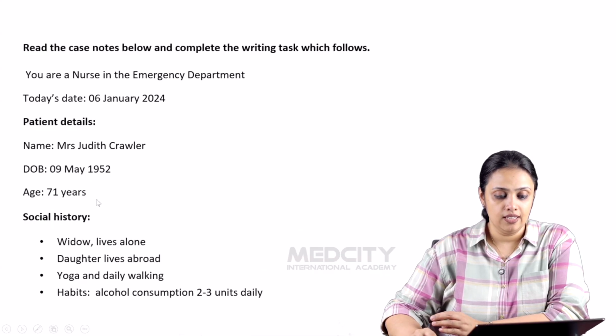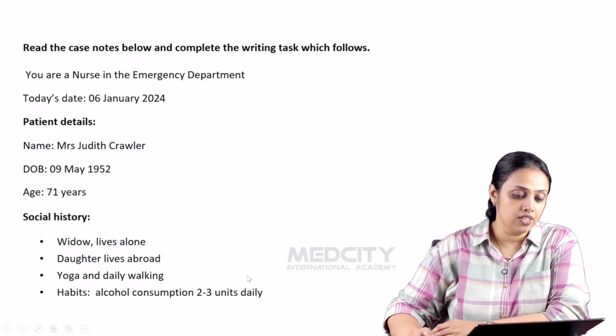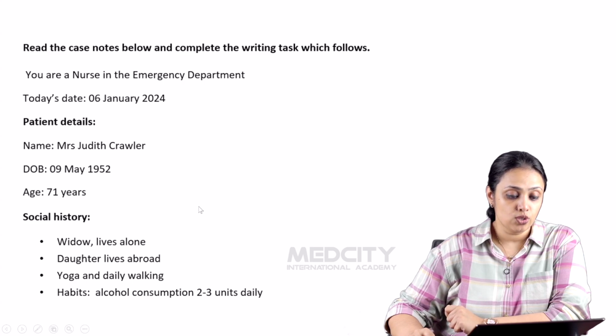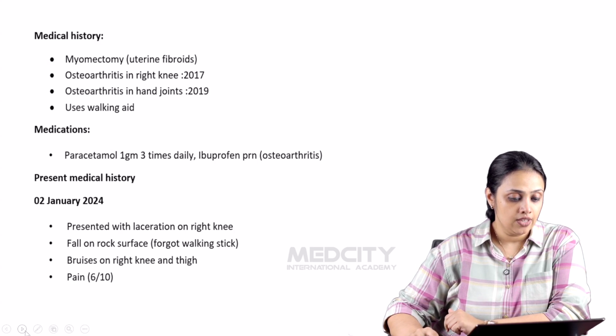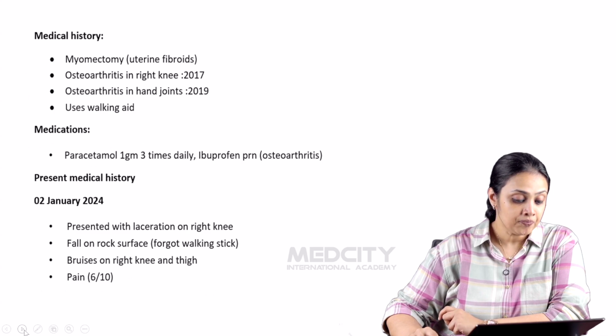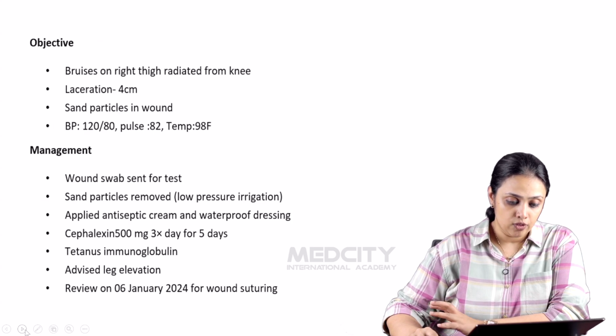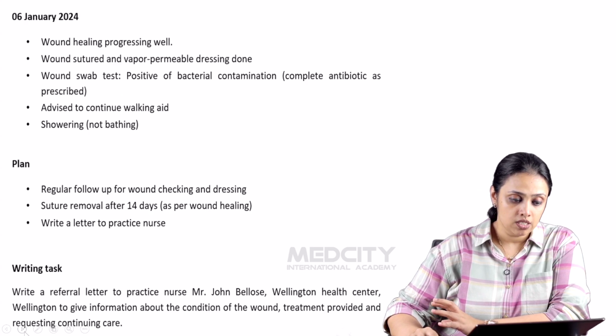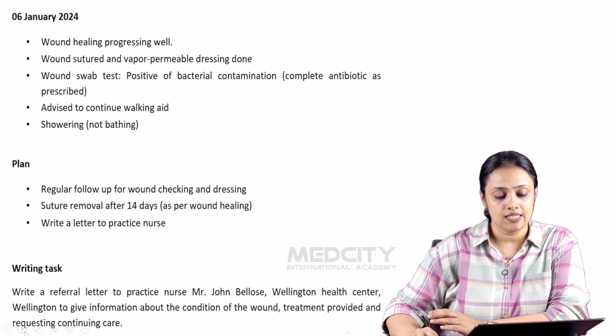You can see the basic details given here, patient details, the social history of the patient, then the medical history, medications, present medical history. You can see in present medical history the first date as 2nd Jan. Then you have the objective data, the management given. Then a second date, 6th Jan, plan and the writing task.